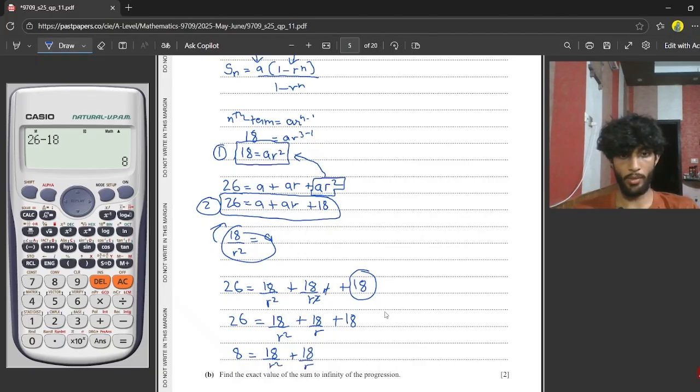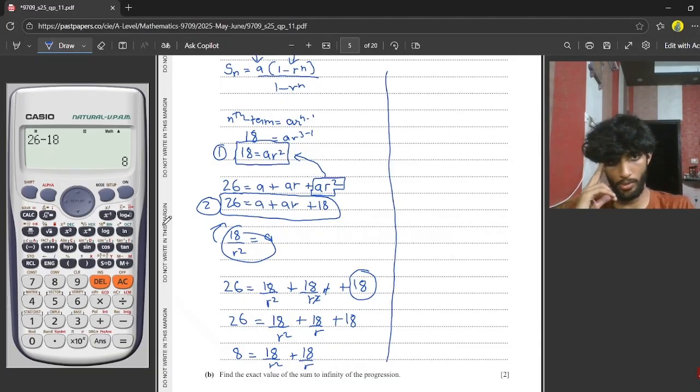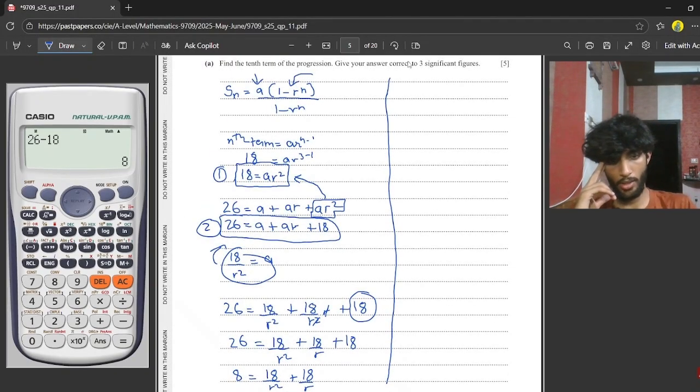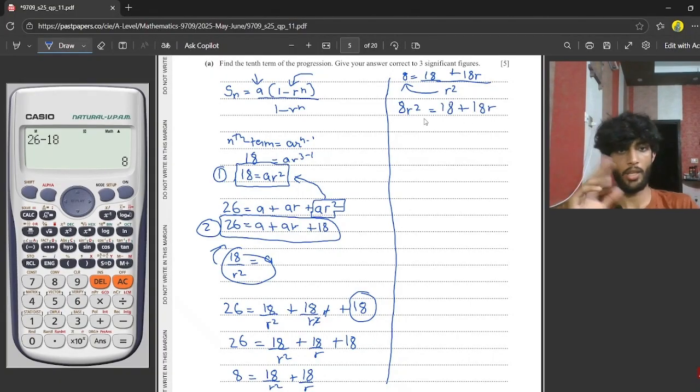And now what we can do is take the LCM and add these guys up. We're going to have 8 is equal to 18 plus 18r over r squared. Okay, I get this thing. And then I can send this thing over there to multiply, and I'll get 8r squared equals 18 plus 18r. Rearrange everything: 8r squared minus 18r minus 18 equals 0. It's a quadratic equation. Now I can solve this out.